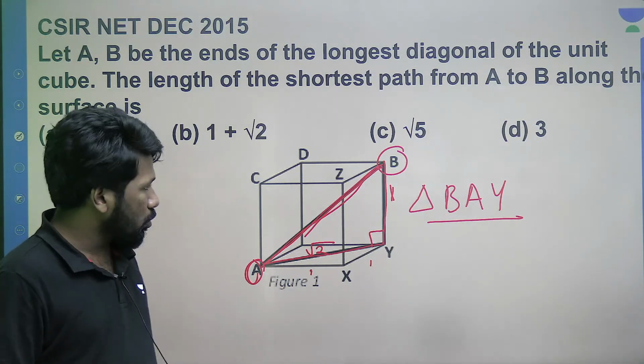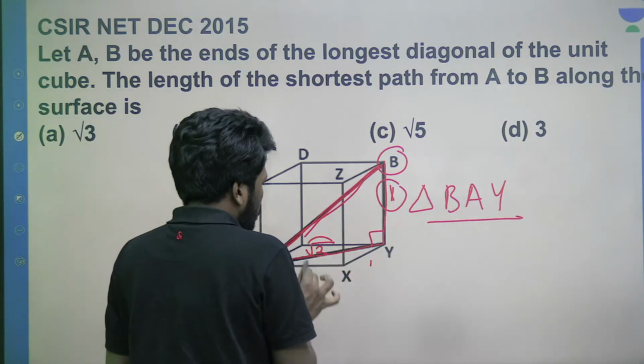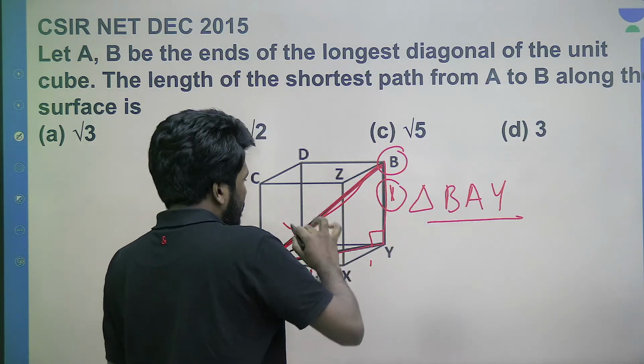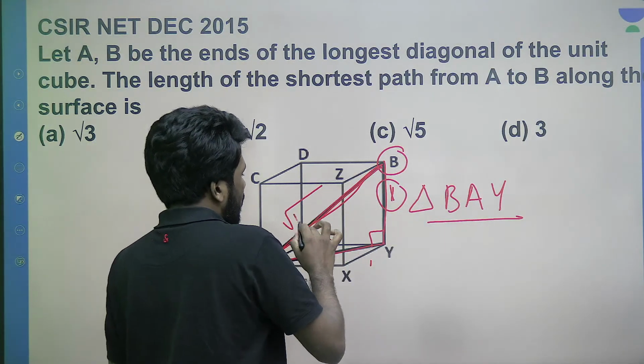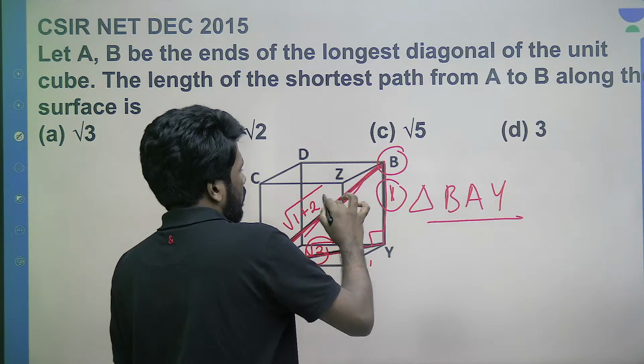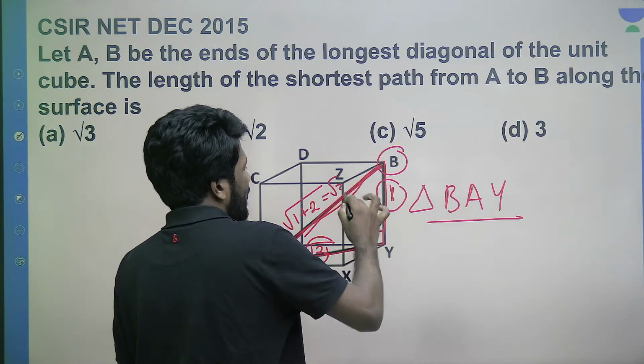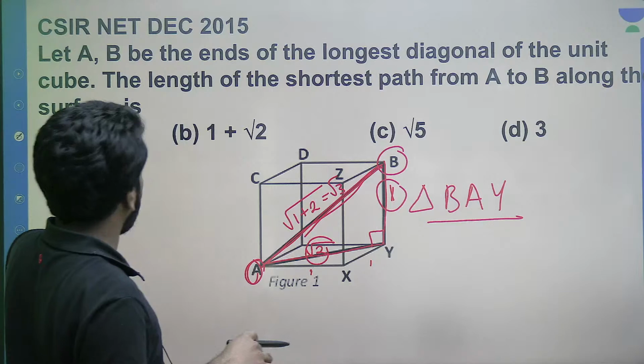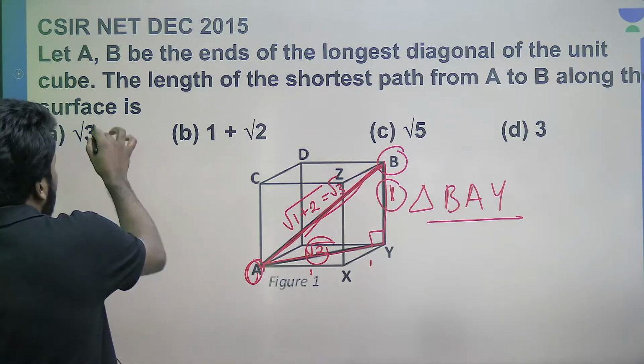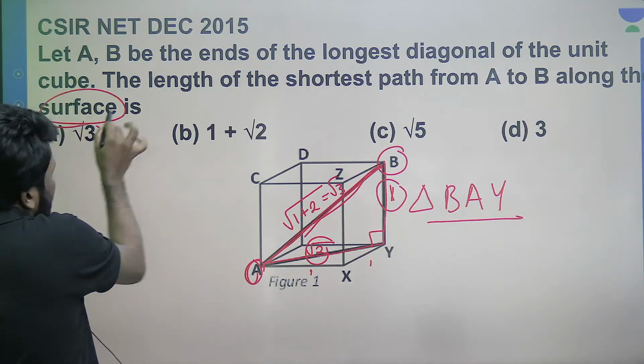So anyway, this is √2. This is 1, this is √2, so what is this AB length? AB length will be the square root of 1 squared plus √2 squared. That is the square root of 1 plus 2, so √3. That is how many of you got √3, but √3 is not the answer because it should move through the surface.